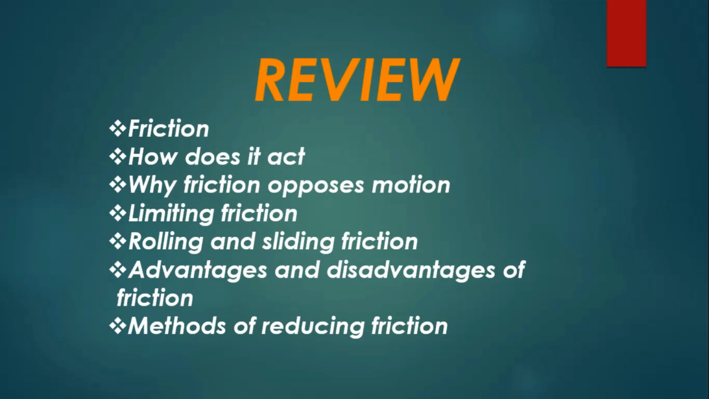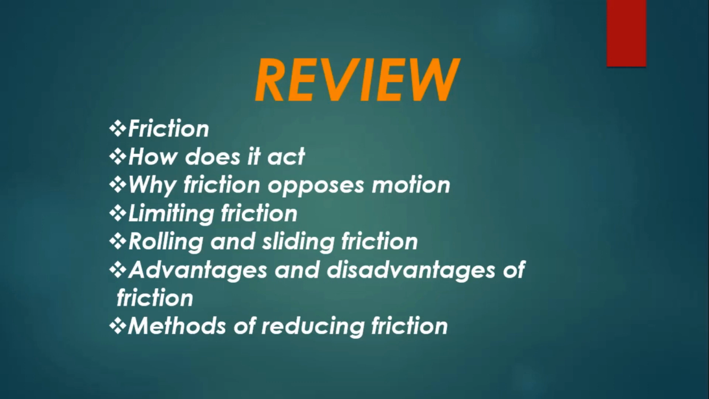Limiting friction is the maximum friction. Clear? Rolling and sliding friction. In rolling friction, the point of contact is very small, but in sliding friction, the point of contact between two bodies is larger. So in rolling friction, the body rolls over the surface without rupturing the cold welds. But in sliding friction, the cold welds produce resistance, friction.